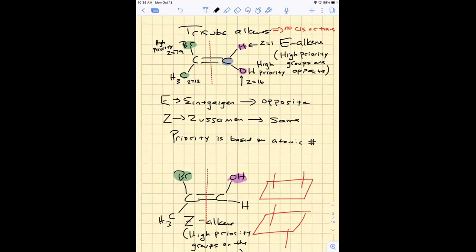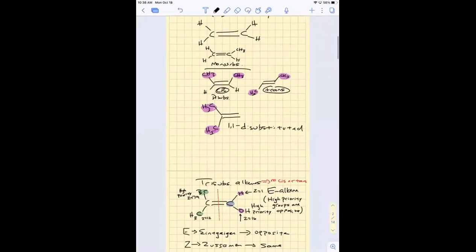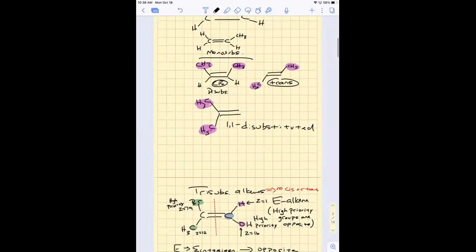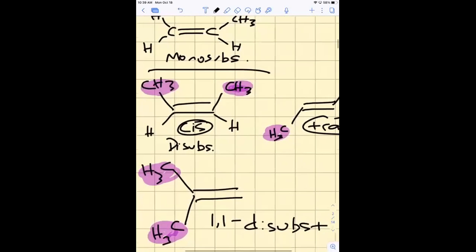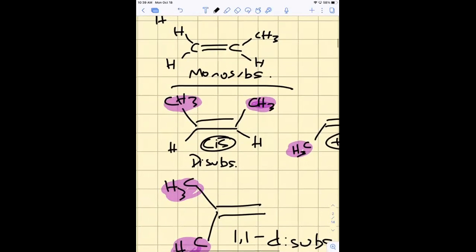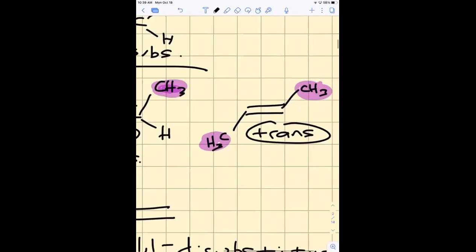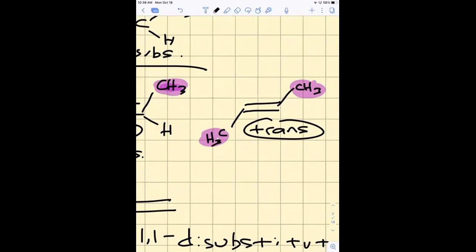Okay, so you said with tri-substituted, you don't have any cis or trans? No. You have to use E and Z. You only use cis or trans when you're dealing with disubstituted alkenes. Right. So you can see with the cis, the two CH3 groups are on the same side of the plane, and then with the trans, they're on opposite sides of the plane.